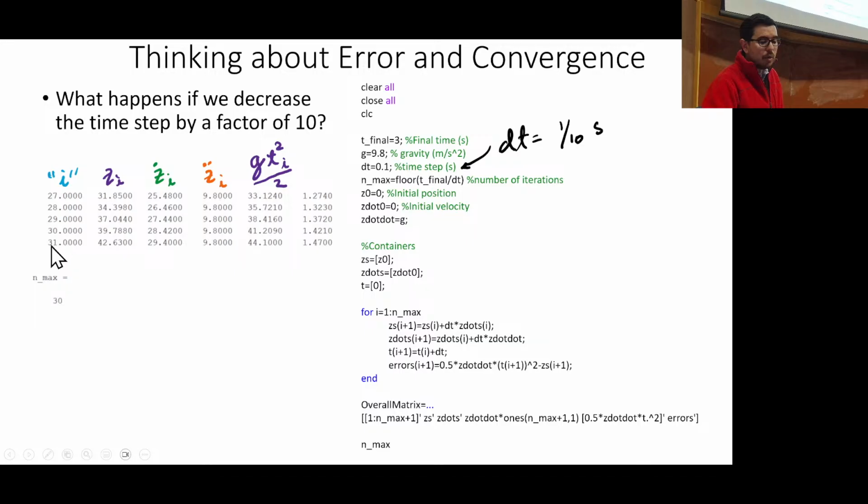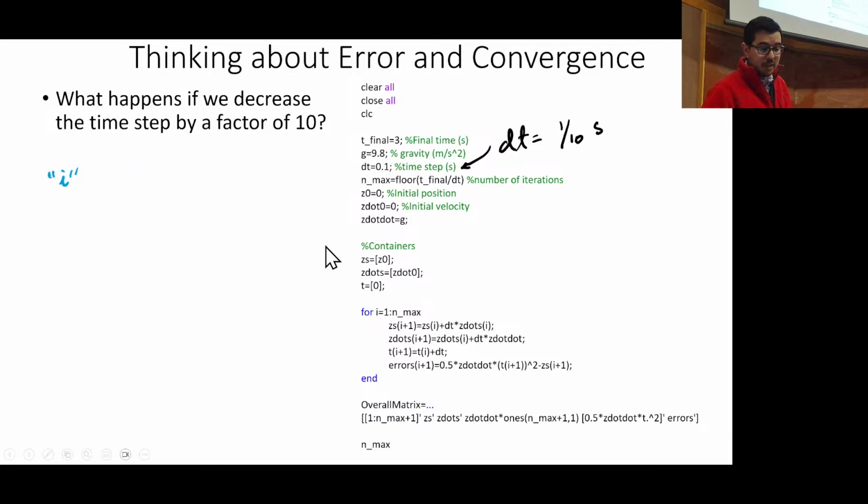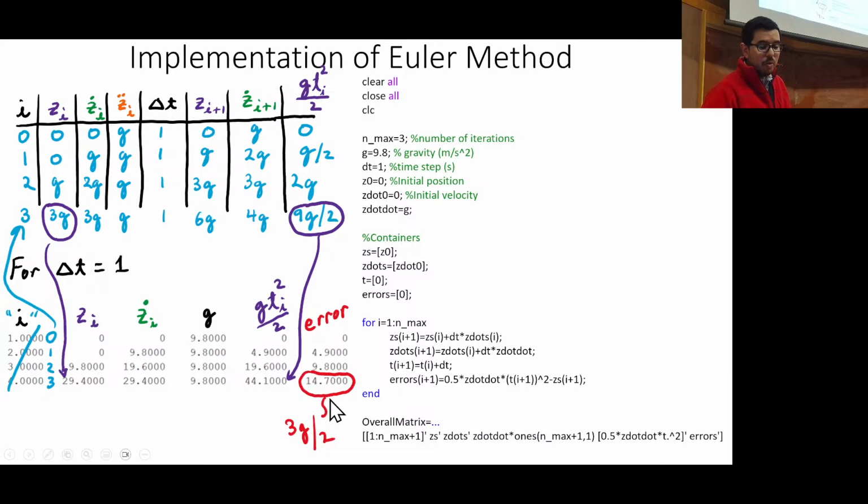So this is the equivalent. This is 3 seconds in. And now look, this last column is the error. Okay? There's still some error. Okay? 1.47 meters. Okay? But 1.47 meters is better than 14.7 meters.